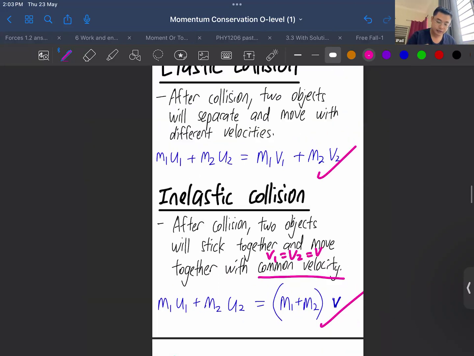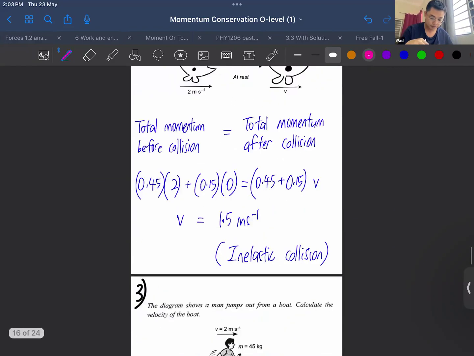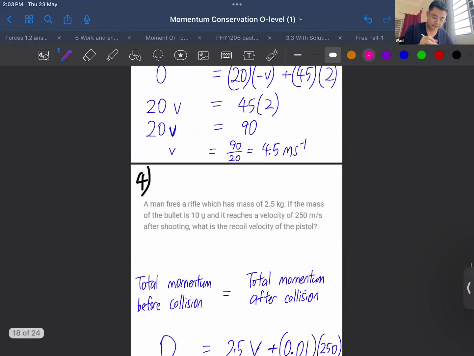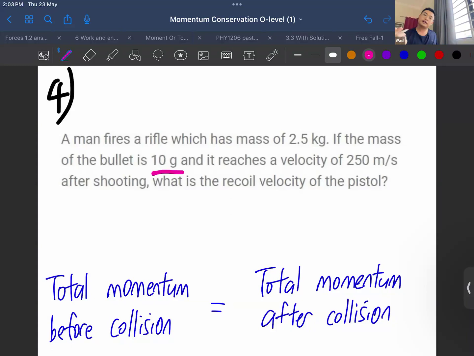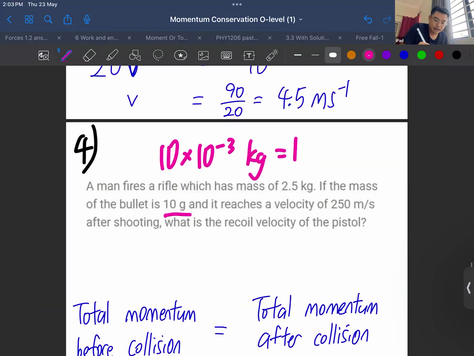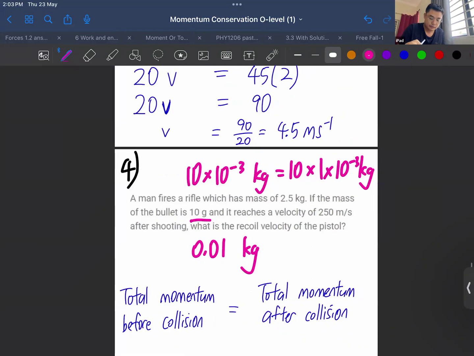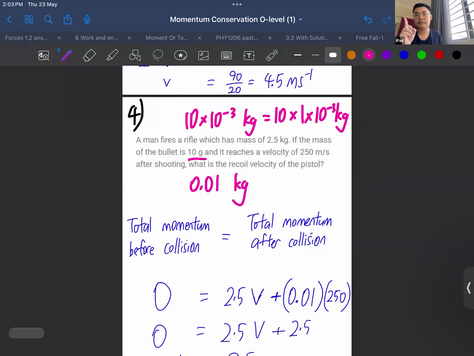The second difficulty that we encounter is, for example, we have to look at this. If they give us grams, I know that I shouldn't be using grams. Instead, I should have converted to kg. 10 times 1 times 10 to the power negative 3 kg, which is simply 0.01 kg. So the second difficulty is about the standard unit.